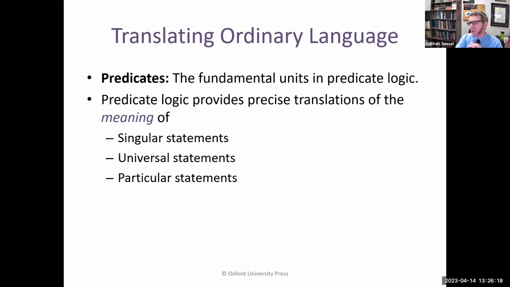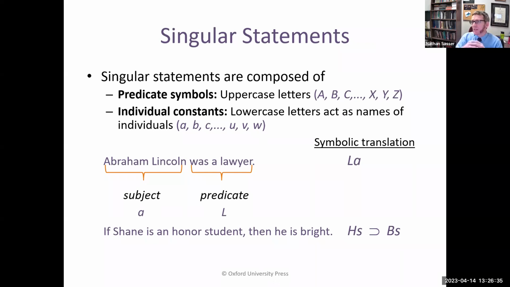All right, the fundamental units in predicate logic are predicates. Now, predicates, if you've been to English class and you think back on grammar, they involve verbs, and they are distinguished from subjects. So, for example, let's take a sentence like this. Abraham Lincoln was a lawyer. The grammatical subject of that sentence is Abraham Lincoln. The predicate is what we're saying Abe Lincoln was or did. So the predicate is was a lawyer.